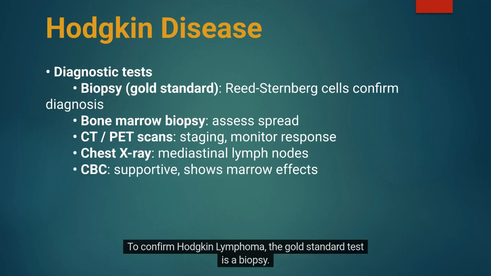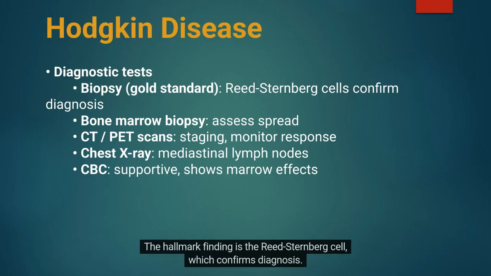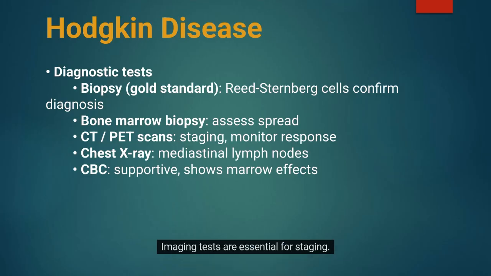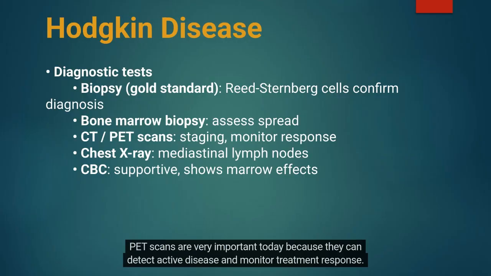To confirm Hodgkin lymphoma, the gold standard test is a biopsy. A lymph node biopsy is most common, but biopsies of the liver, spleen, or bone marrow may also be necessary to assess disease spread. The hallmark finding is the Reed-Sternberg cell, which confirms diagnosis. Imaging tests are essential for staging. CT scans of the chest, abdomen, and pelvis can show enlarged lymph nodes and organ involvement. PET scans are very important today because they can detect active disease and monitor treatment response.